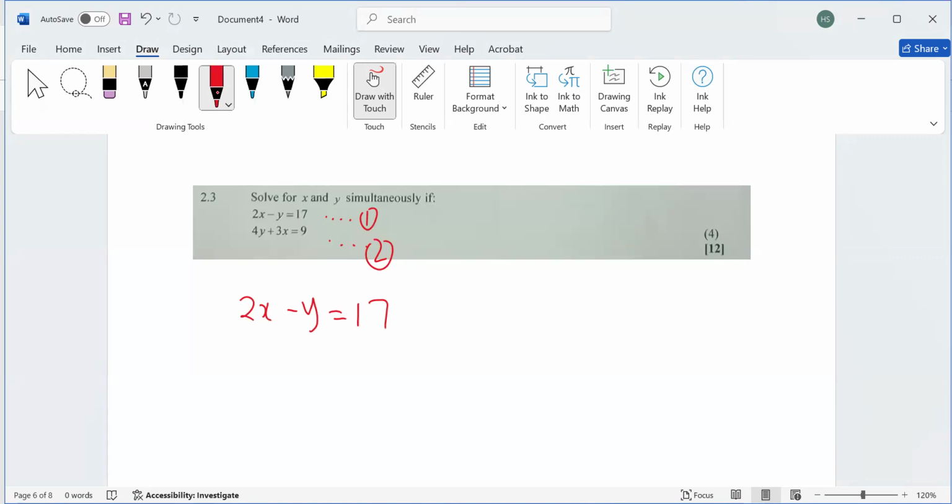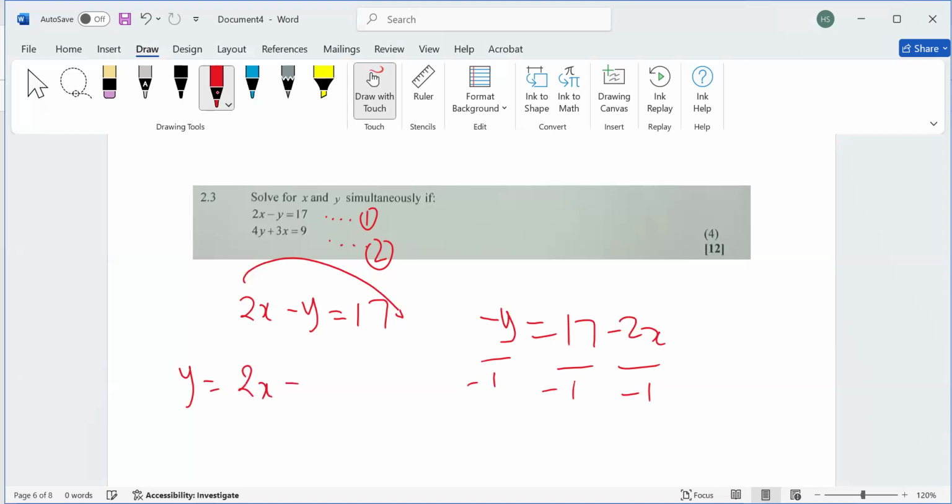Now, for some learners, if it's still not clear, guys, you rather do this. You take the 2x to this other side, and what are you going to be remaining with? You're going to be remaining with minus y, which is going to be 17 minus 2x. But remember, you don't want minus y, you want y. So how do you get the y? You divide everything by minus 1. So what are you going to get as your final answer? It says y is equal to 2x minus 17. That's one way in which you could have done this.